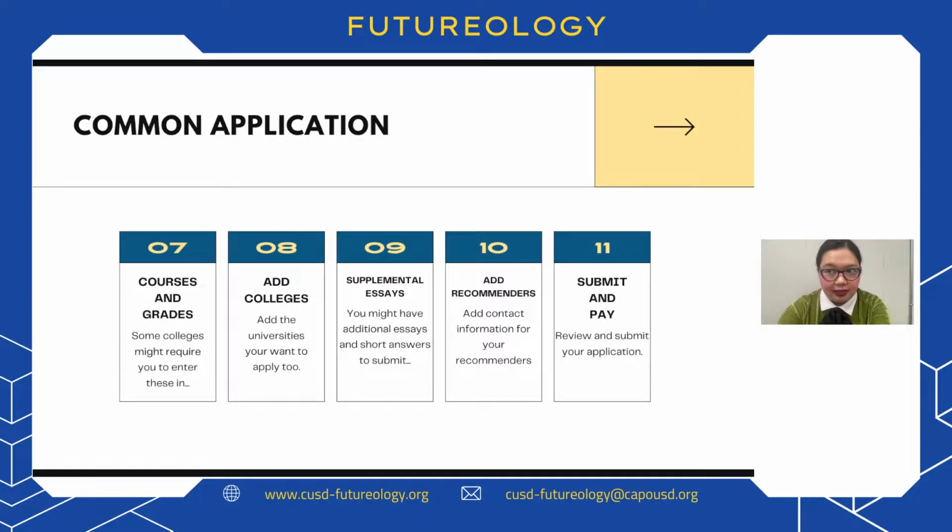And the final section is to submit and pay for your application. Every application has a different price, and you will also need to just find out what that price is. It's usually on the admissions website for the college and university that you want to apply to. And if you do qualify for a fee waiver, you can also indicate that on the application as well.